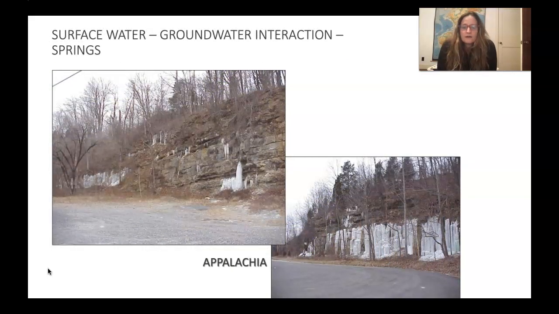Here are some fractures along a road cut here in the Blue Ridge Mountains, southern Appalachian Mountains. What you have is water seeping along foliation planes and bedding planes. When that water hits the surface, it usually just looks like wet rocks. But in the winter, it looks like frozen waterfalls.